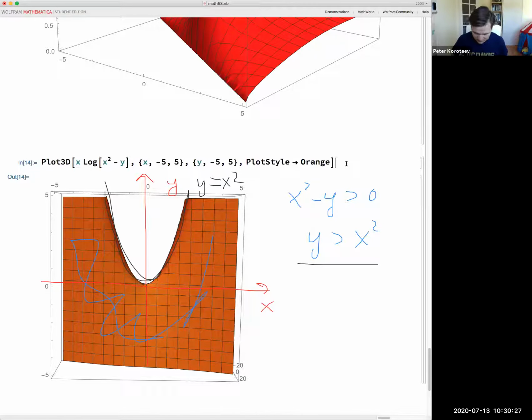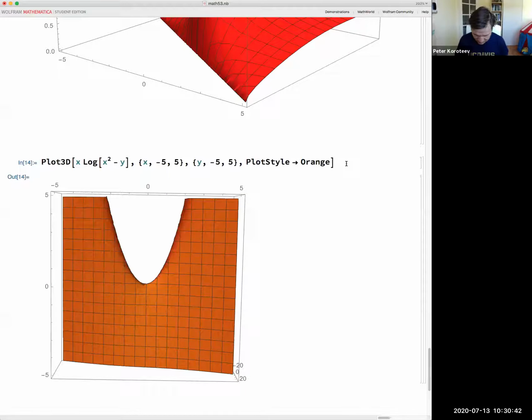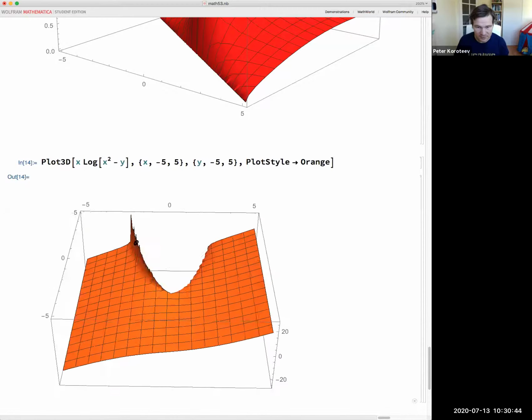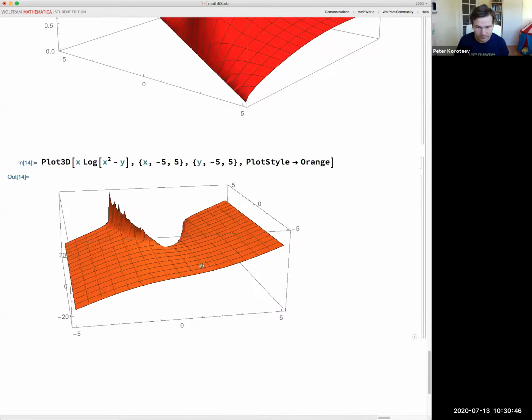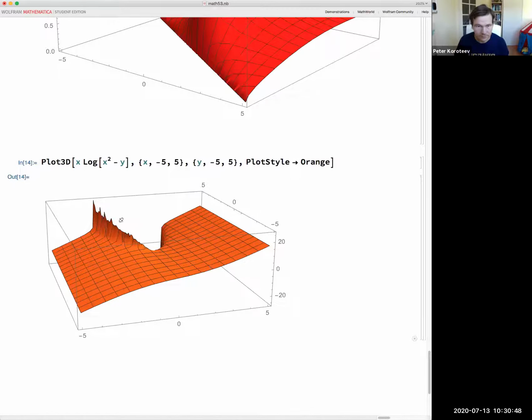So that's the domain: the set of all values of x and y such that y squared is bigger than x squared. And what is the range? So for that we need to rotate this a little bit. You see you have x multiplied by this function.